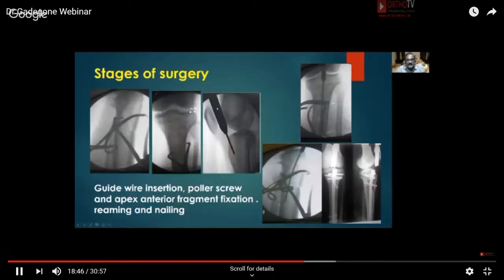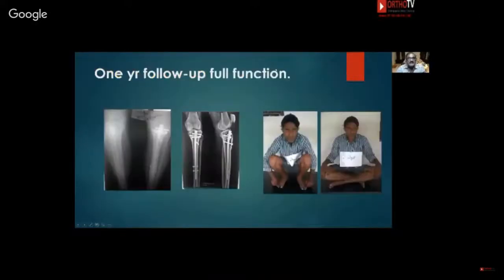Then passing the guide wire into the diaphysis, and ultimately the polar screw, apex anterior fragment fixation, reaming, and you can see here how beautifully the reduction is there. This is the 1 year follow-up of this case, complete healing of the fracture, full function. This is a short proximal tibial suprapatellar nail.